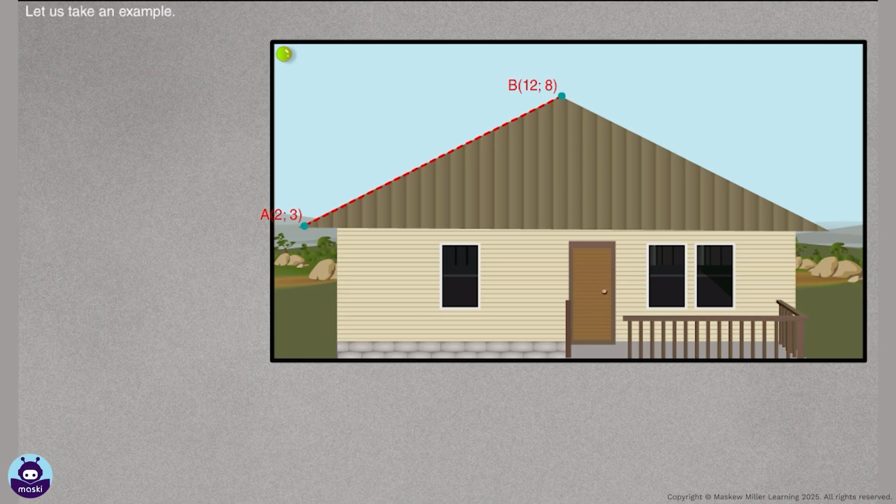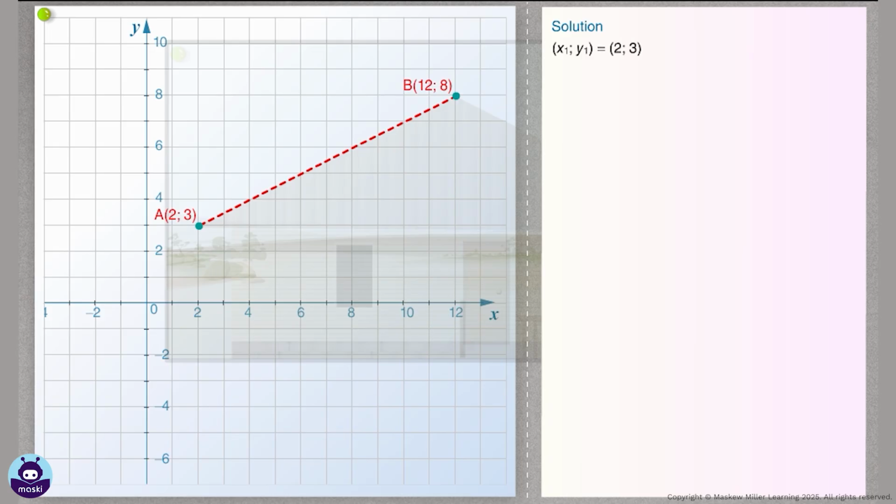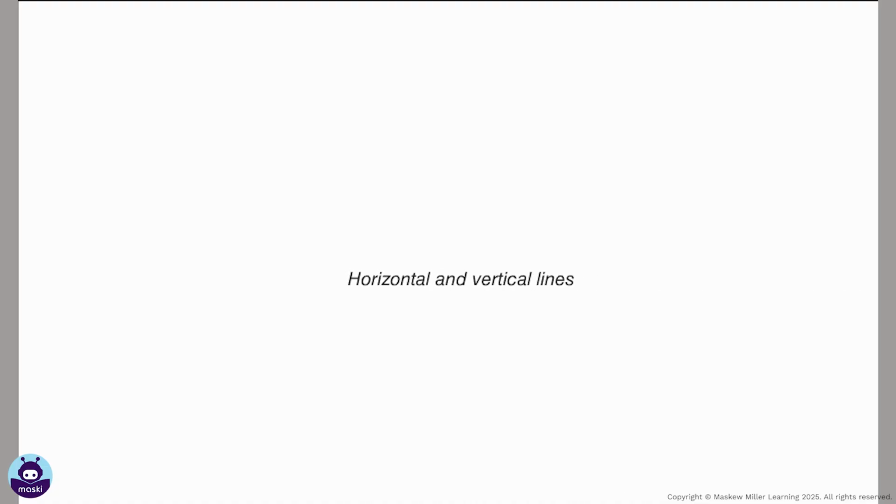Solution. Let us apply the formula to calculate the gradient of the roof. Here, (x1, y1) is equal to (2, 3) and (x2, y2) is equal to (12, 8). Gradient is equal to (y2 minus y1) all over (x2 minus x1). Gradient is equal to (8 minus 3) over (12 minus 2), which is equal to 5 over 10, which is equal to 0.5.